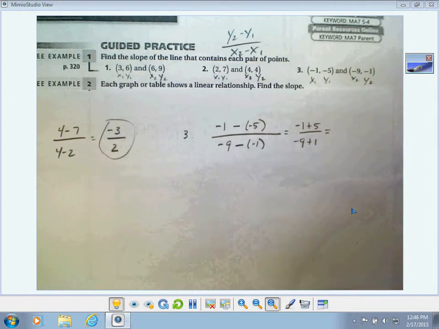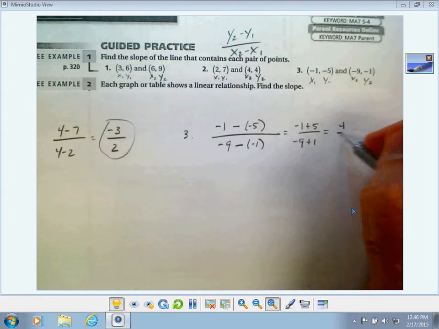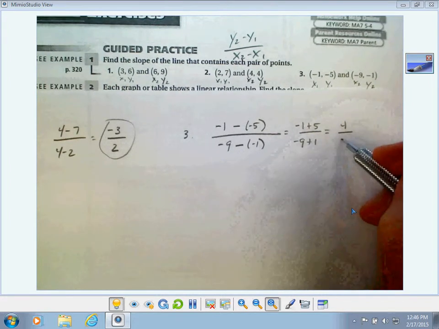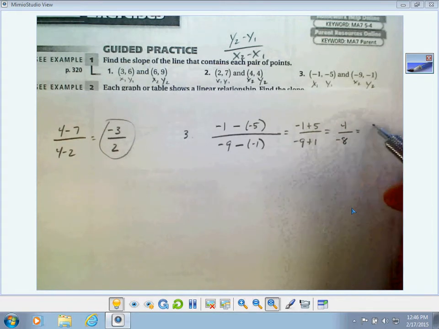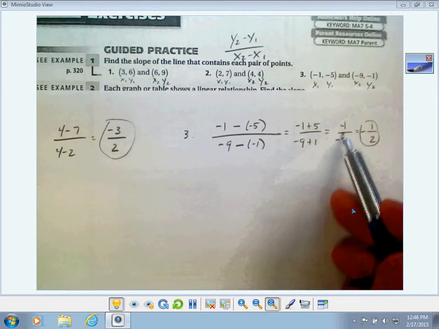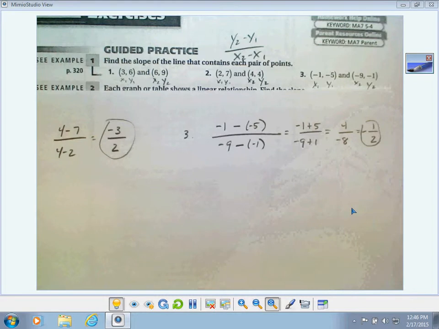So when I take negative 1 plus 5, I'm going to get positive 4. And negative 9 plus 1 is negative 8. Well, 4 goes into 4 one time and into 8 2 times, and this whole thing is negative because of 1 negative on the bottom. So our answer to that one is negative 1 over 2.